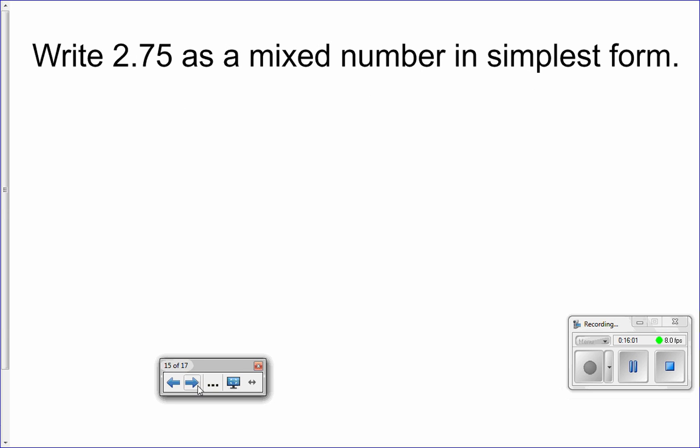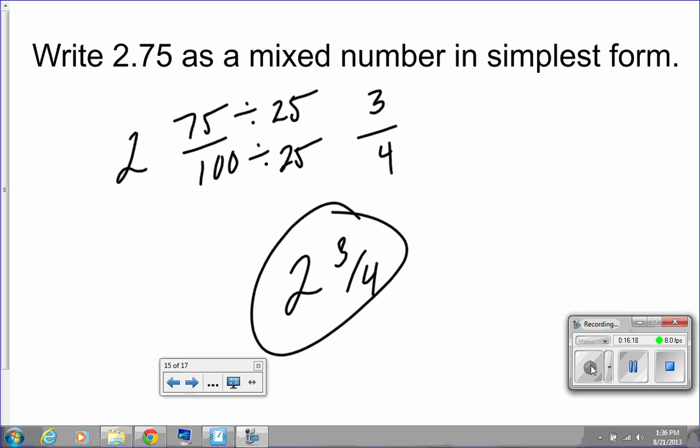If you need another example, you can do the next problem, 2.075, and write that as a mixed number. If not, you can go on to the next slide. So 2 and 75 over 1,000, can divide the top and bottom by 25, and my simplified answer is 2 and 3/40.